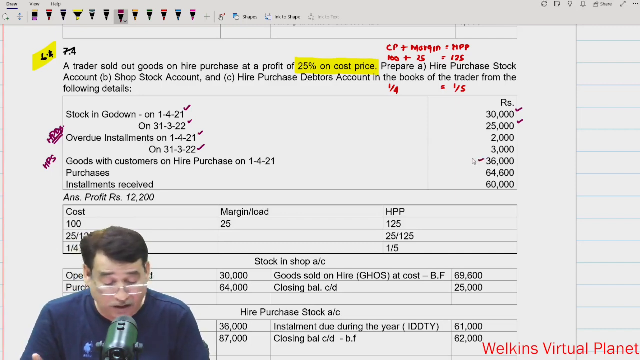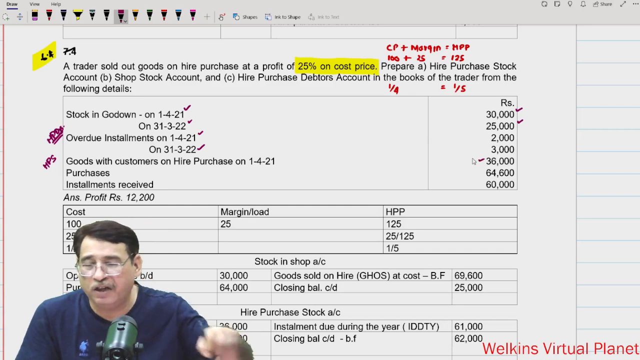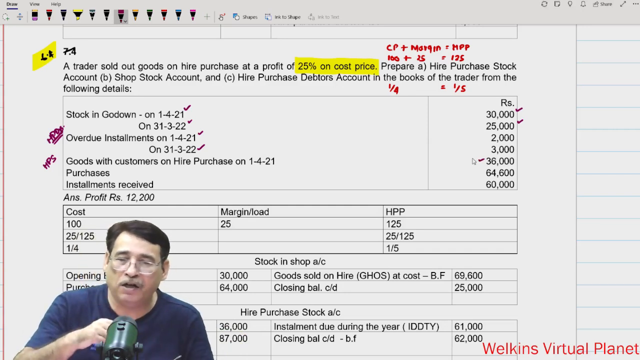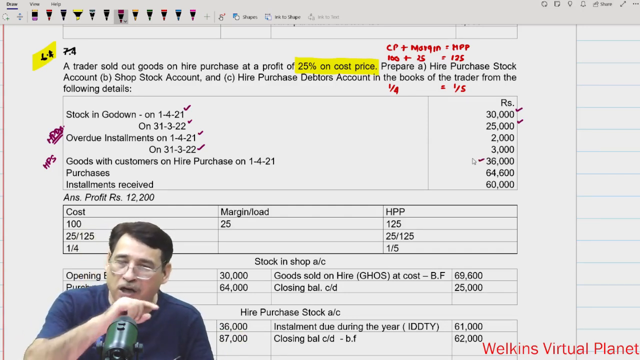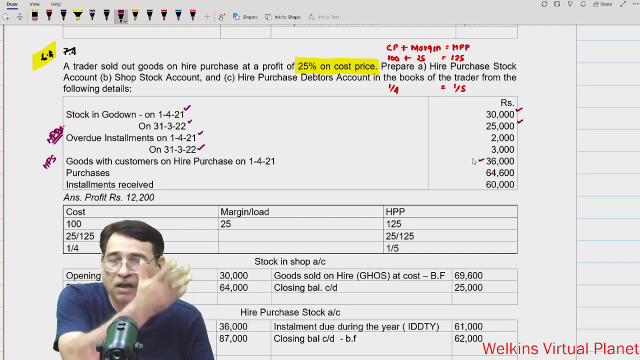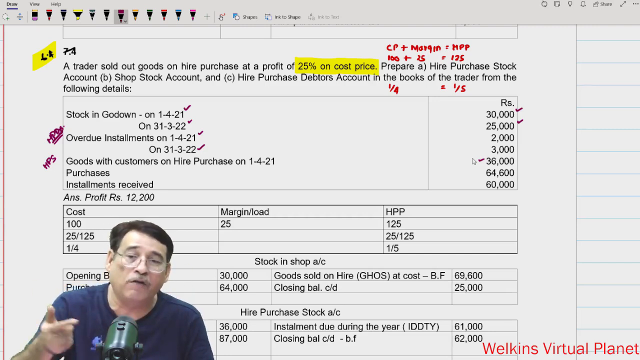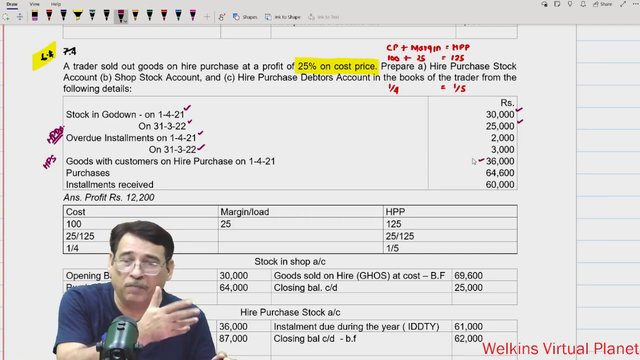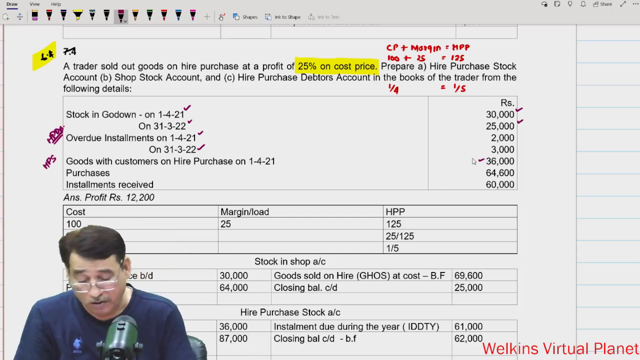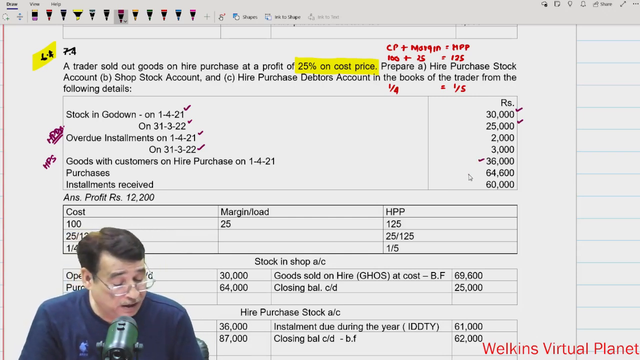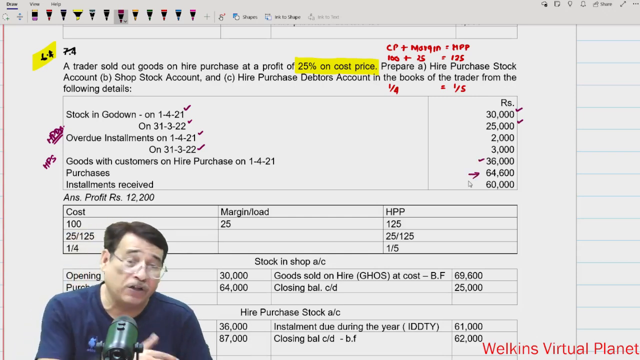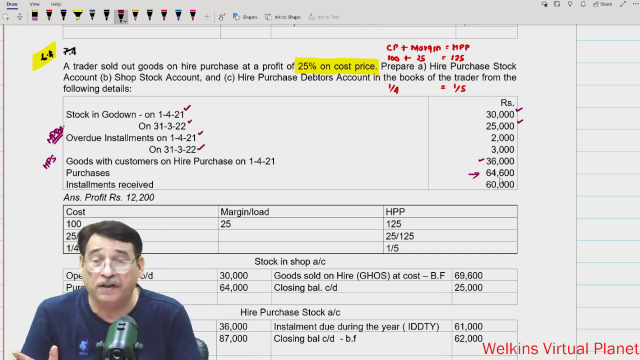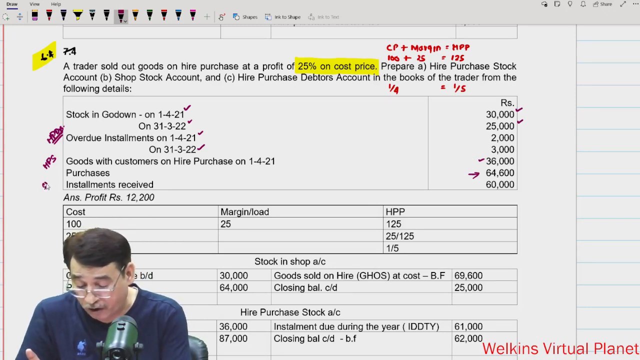Opening balance is 36,000. For example, in the imaginary question, by the end of the current year, closing balance in the higher purchase stock account was 30,000. So next year when I prepare a higher purchase stock account, I will write them as goods with customer on higher purchase in the beginning. Is it or not? Purchases. So in the current year, the seller purchased 64,600. So this item is related with stock in shop account. Stock in shop account, godown account, whatever you may like to write.